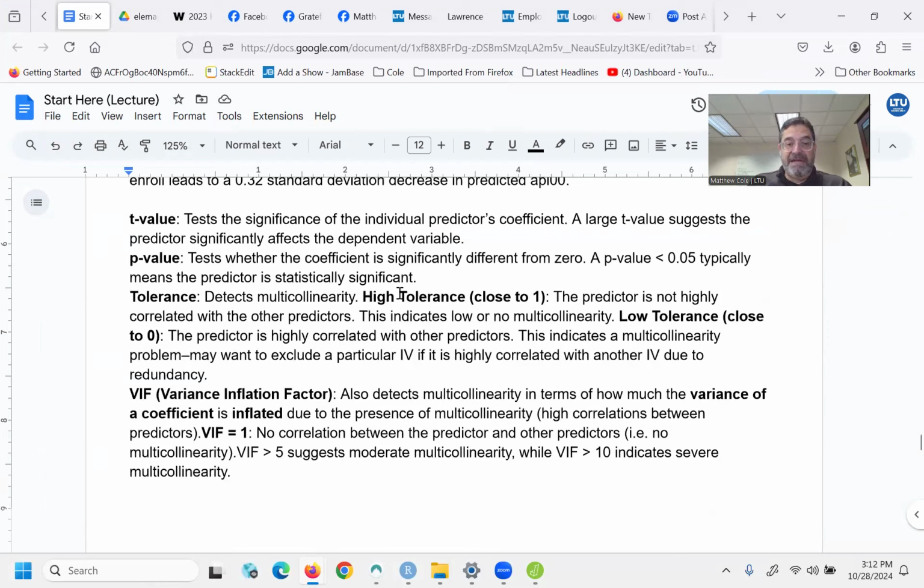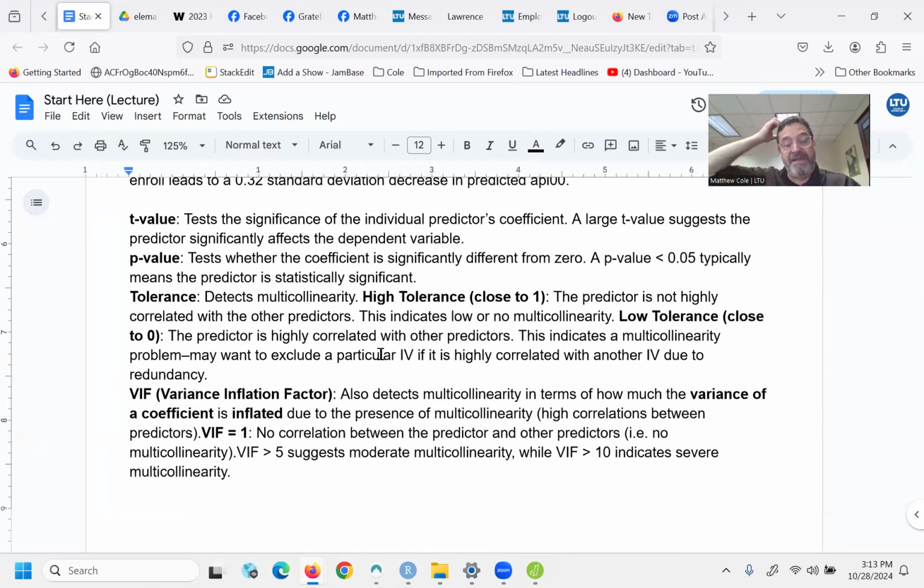So high tolerance is close to 1. And what we say is the predictor is not highly correlated with other predictors. And that's good. That indicates low or no multicollinearity. That's what we want. We don't want low tolerance, where the predictor is highly correlated with other predictors. If you have multiple X variables and they're all highly correlated, then they might be muddying up the prediction, and maybe it's best to just use one of them rather than many if they are highly correlated with each other.